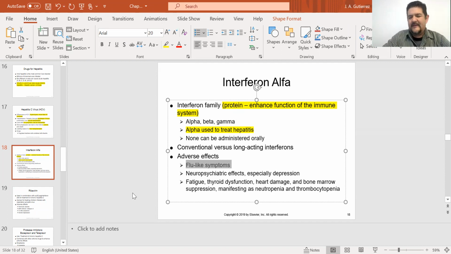There's body aches, headache, maybe depression. Like they say over here, depression. And again, those are adverse effects suspected from the use of IV interferon. Severe adverse effects will be thyroid dysfunction, heart damage, heart failure. We already mentioned bone marrow suppression, leukemias, and anemias.